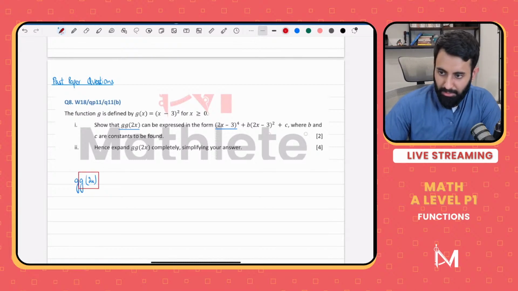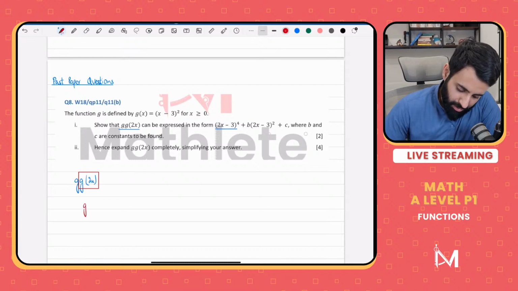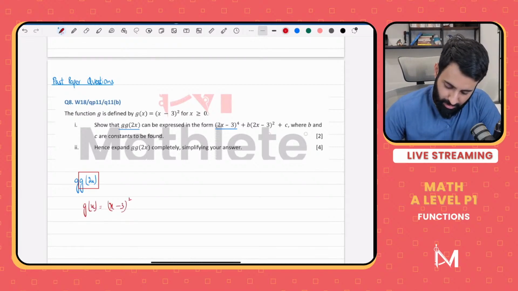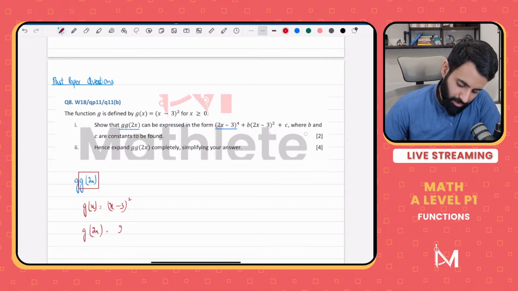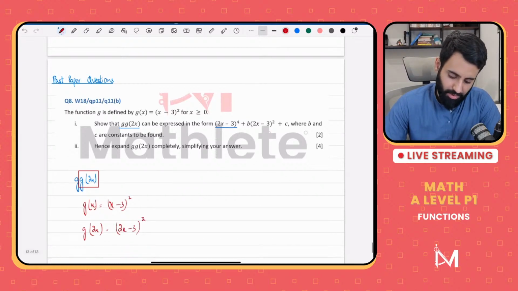Okay, can we do that? Can we find out g of 2x? Yes, we can. Since g of x is equal to (x minus 3) the whole thing squared, g of 2x would be (2x minus 3) the whole thing squared. Okay, so that is g of 2x.